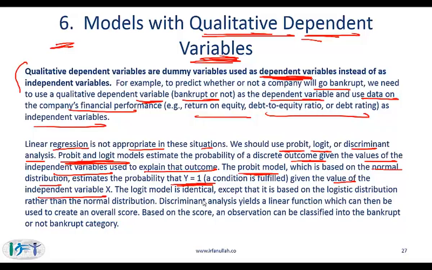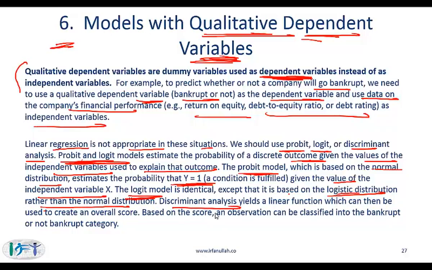The logit model is identical except that it is based on the logistic distribution rather than a normal distribution. This is just another sort of distribution with a high kurtosis. That even that high kurtosis you don't really need to know, you just need to know that it is based on a different distribution. Does every distribution have to be a normal distribution? No. So this is based not on a normal distribution, it's based on a logistic distribution. So just remember L for logit and L for logistic.